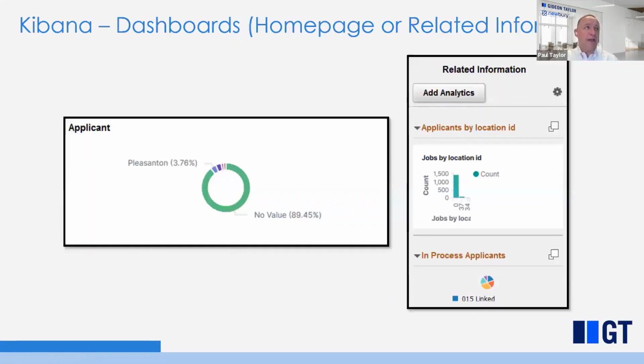So you have Kibana dashboards that can be deployed either on a home page. They can also be deployed in related information windows, much like Simplified Analytics, but you have many, many, many more visualization options. And that's, again, where creativity comes at a premium, figuring out, well, what are we going to do? How can we visualize this data in a way that's helpful?